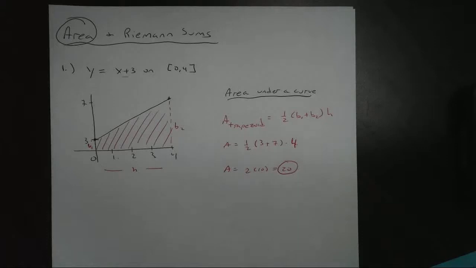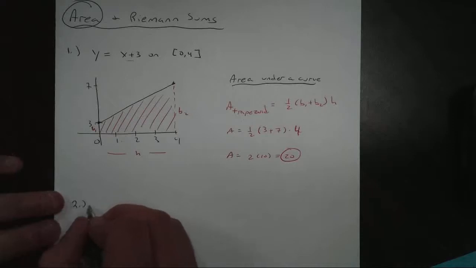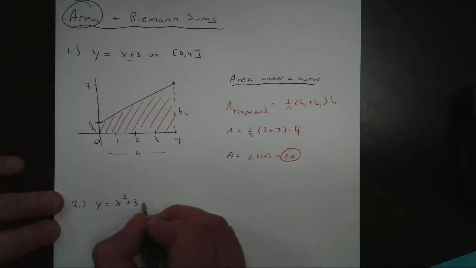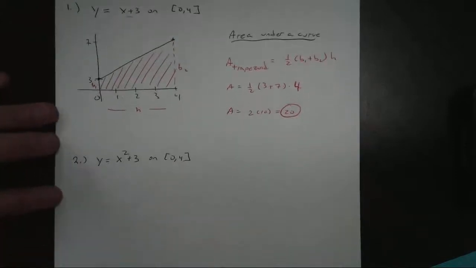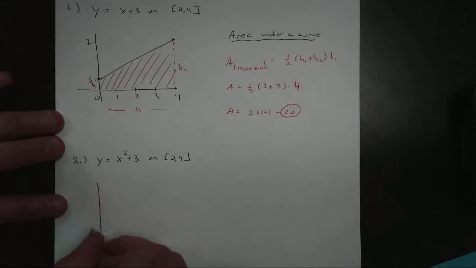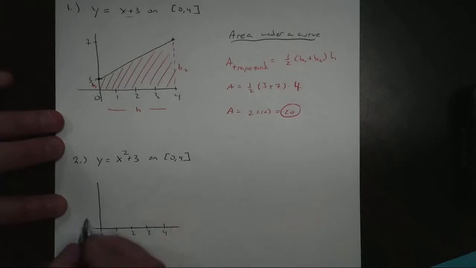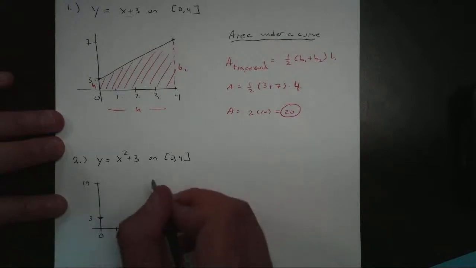Now, that's a pretty simple one. But what if we had a problem like number 2 here? If I want to estimate the area underneath the parabola x squared plus 3 on the same domain. Well, if we sketch this out just like we just did, from 0 to 4, the difference is I'm still going to start off at a height of 3. But where do I end? I'm going to end up way up here at 19.